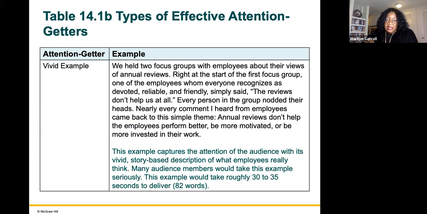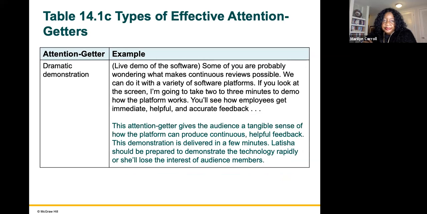Here is a vivid example. If you take time to read it for a moment, and then come back to me. The example captures the attention of the audience with its vivid story-based description of what employees really think. And so many audience members would take this example seriously. This example would take roughly 30 to 35 seconds to deliver the 82 words. So yes, this is a vivid attention grabber. So here's another one. Take a moment, pause the presentation, and read it.